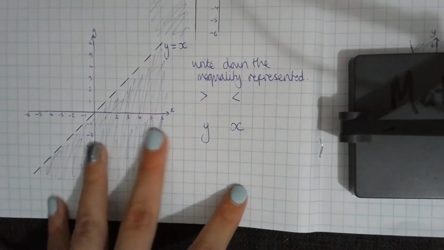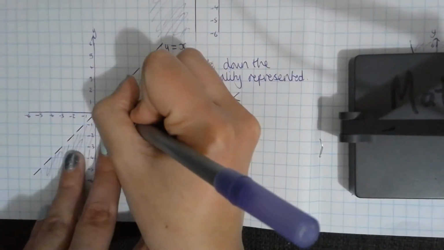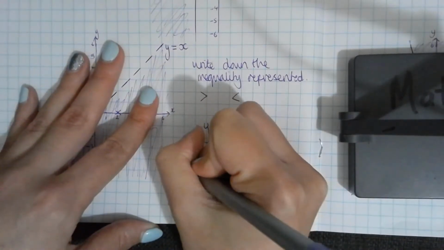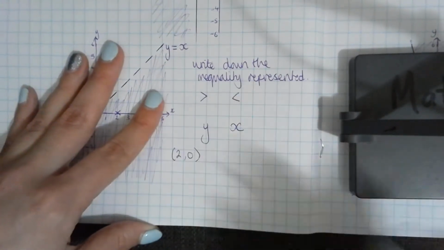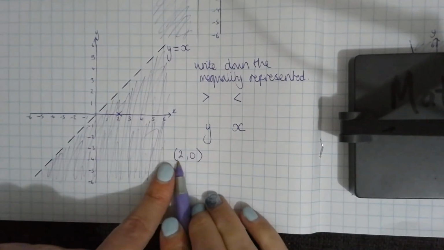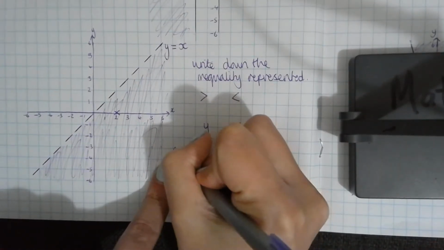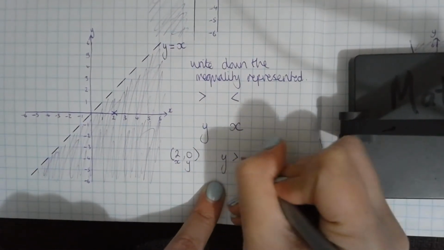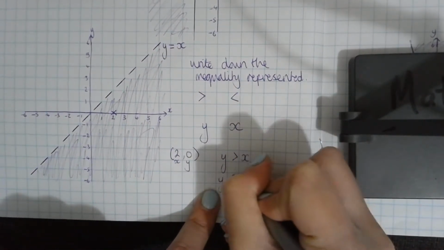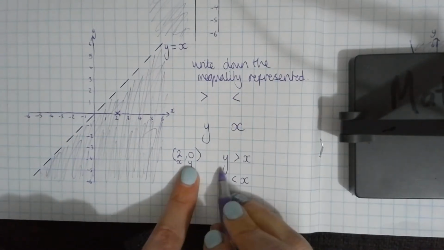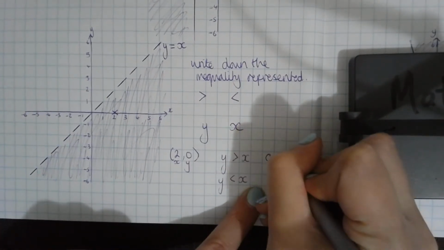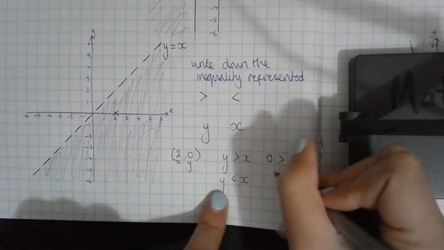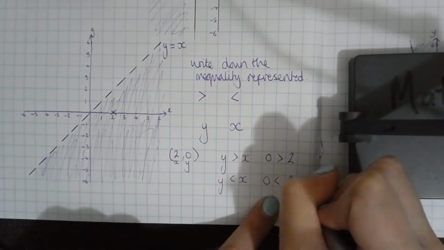And the way that we've spoken about doing this is picking a coordinate. So let's pick that coordinate, 2, 0. Remember, this part's x, this part's y. And let's try out both symbols. So we've either got y is greater than x or y is less than x. So y is 0, greater than x is 2, and y is 0, less than 2.